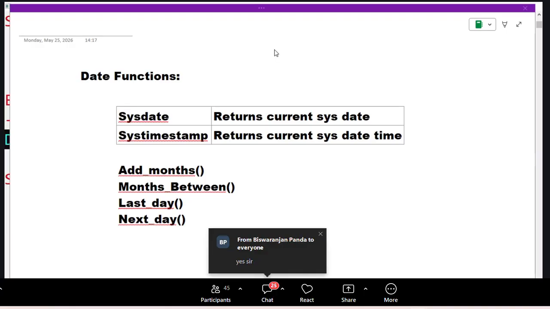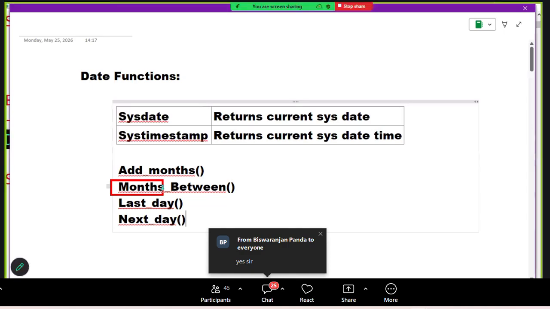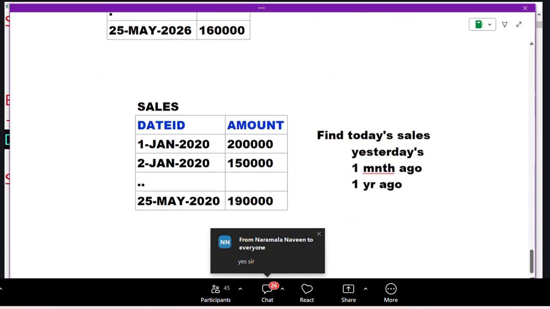Next. Next one is months between. Months between. Sometimes it is a useful function, months between.